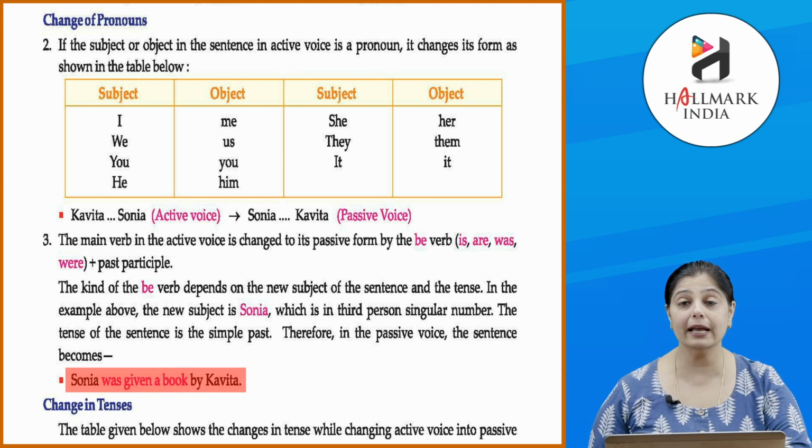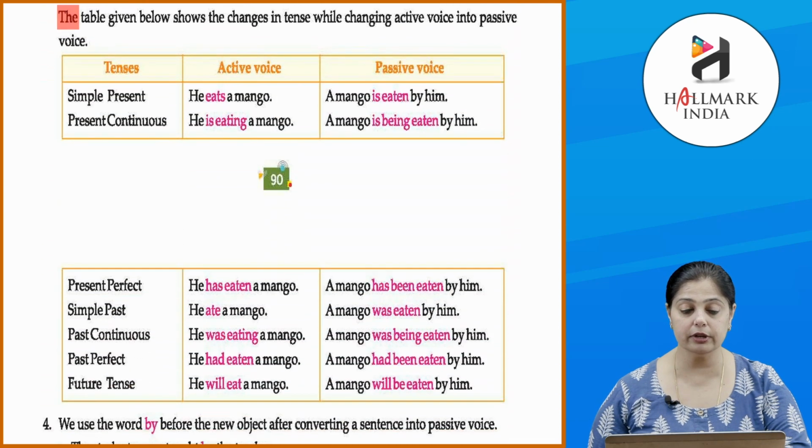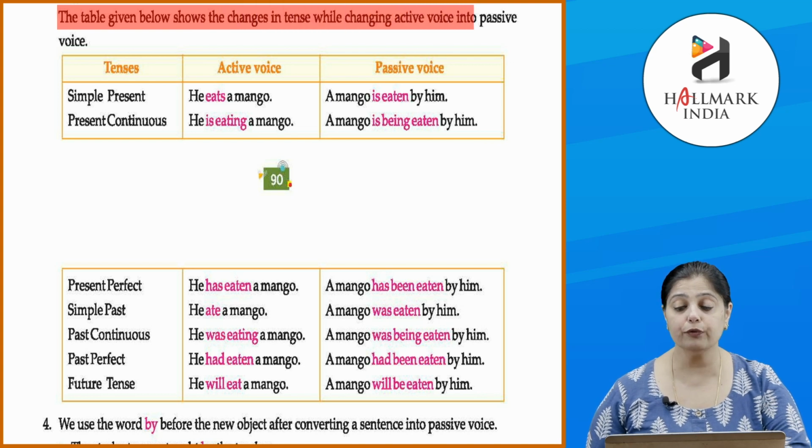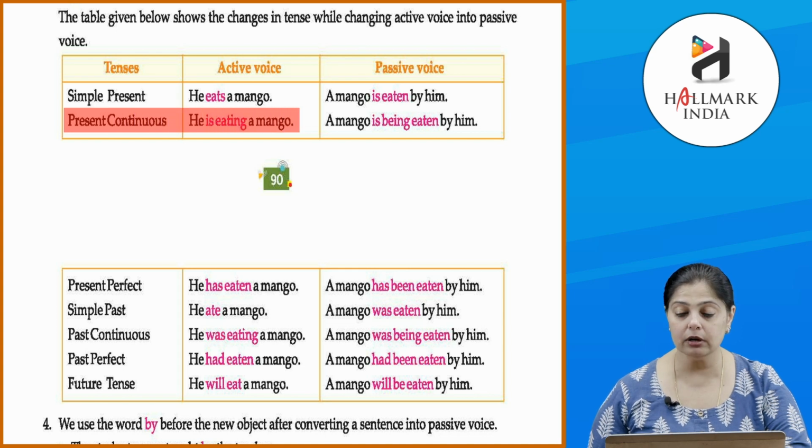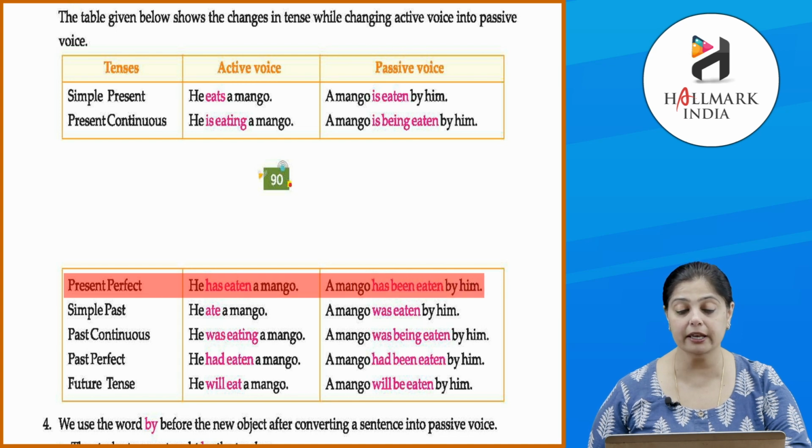Okay, now let's look at how the changes in tenses happens. Okay, if it is a simple tense, okay, the table given below shows the changes in tense while changing active voice into passive voice. Now, if it is in simple present tense, active voice banega, if it is he eats a mango, passive banega, a mango is eaten by him. Present continuous, he is eating a mango. A mango is being eaten by him. Present perfect, he has eaten a mango. A mango has been eaten by him.